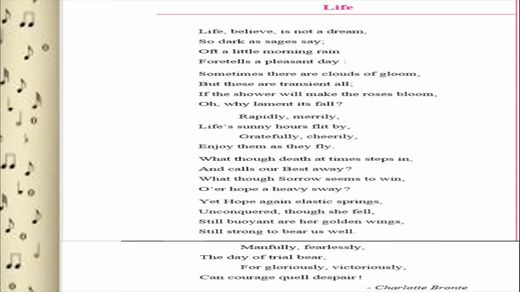So, what should you do? Instead of sitting and crying, instead of sitting and feeling bad and sorry for things, you should enjoy them. Okay? What though death at times steps in and calls our best away? What though sorrow seems to win over hope a heavy sway?